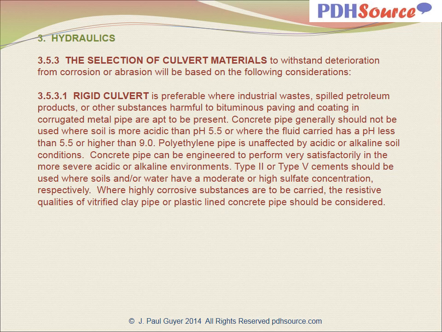Polyethylene pipe is unaffected by acidic or alkaline soil conditions. Concrete pipe can be engineered to perform very satisfactorily in the more severe acidic or alkaline environments. Type 2 or Type 5 cements should be used where soils and or water have a moderate or high sulfate concentration, respectively. Where highly corrosive substances are to be carried, the resistive qualities of vitrified clay pipe or plastic-lined concrete pipe can be considered.